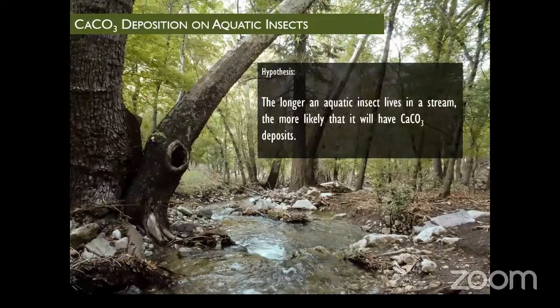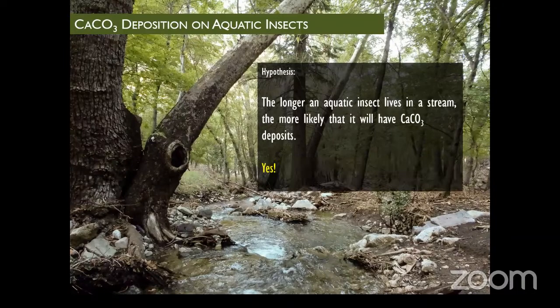And our hypothesis was, right, the longer an aquatic insect lives in a stream, the more likely that it will have calcium carbonate depositing on it if there was no selection of that growth. It should basically be a statistical problem, a chemistry problem. The longer you're around the stuff, the more likely you are to get it on you. And it turns out we were correct.